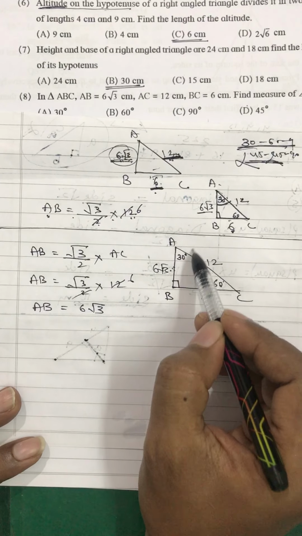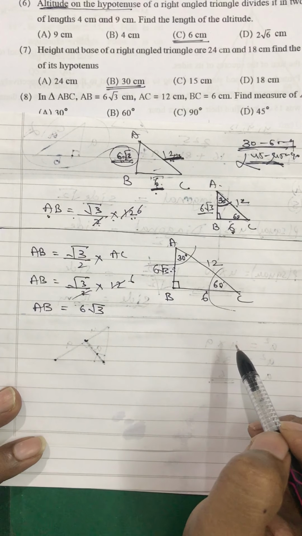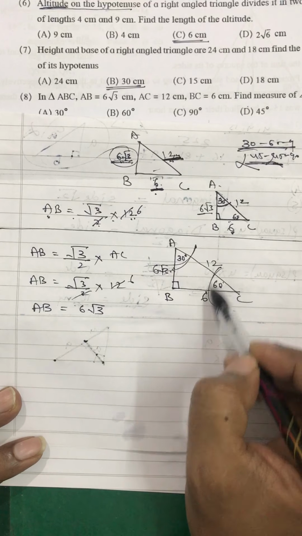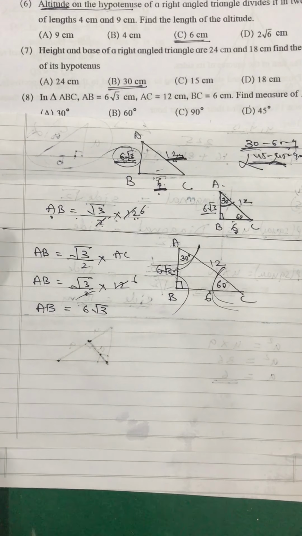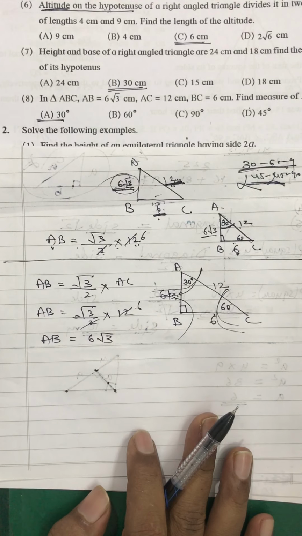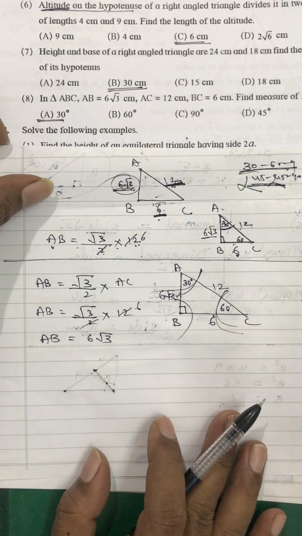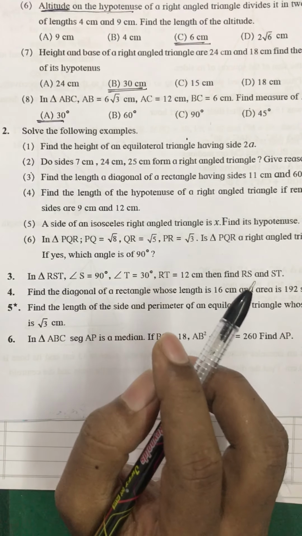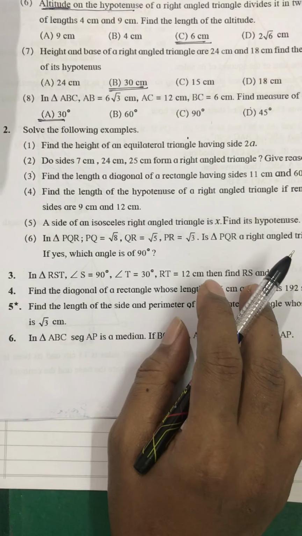And then I can see angle A is 30 degree, angle C is 60 degree and angle B is 90 degree. Whatever they ask me, I'll answer that. So with this, we have finished question number 1. Question number 2 are all descriptive questions, so we will have to solve them all.